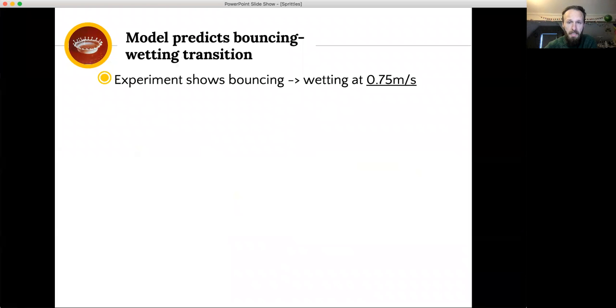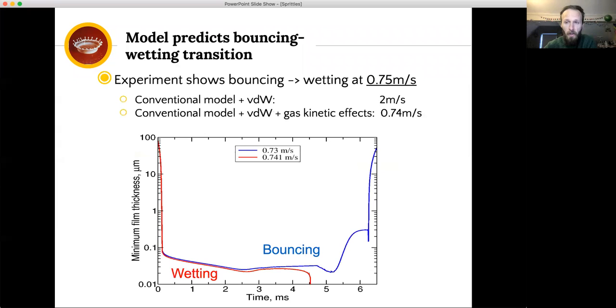What we see is that the experiment shows this transition at 0.75 meters per second. If we use the conventional model with just van der Waals forces, it's at 2 meters per second. And only when we add gas kinetic effects as well do we get close to this experimental value. So here you see touchdown occurs at 0.74 meters per second, but not at 0.73 in our model.